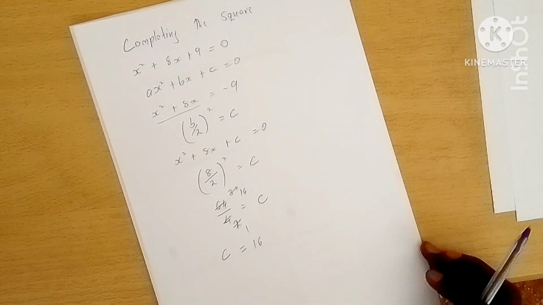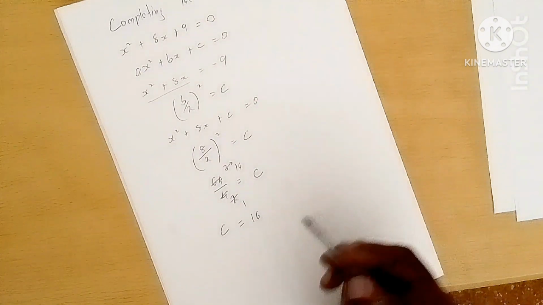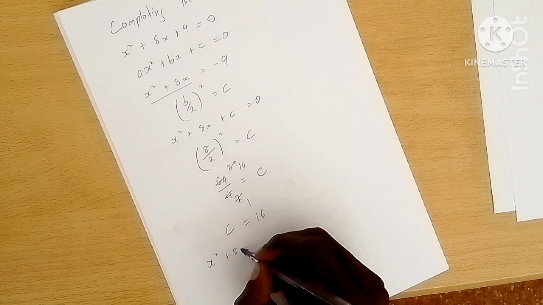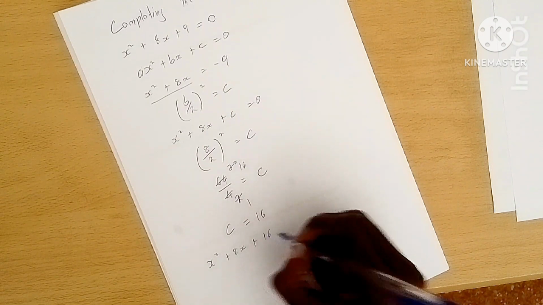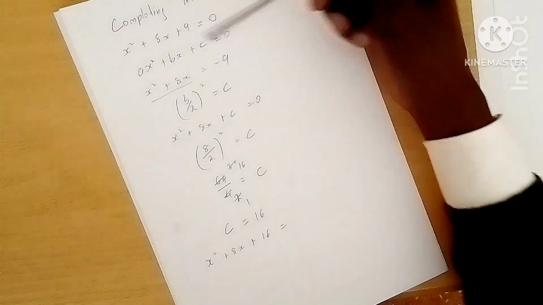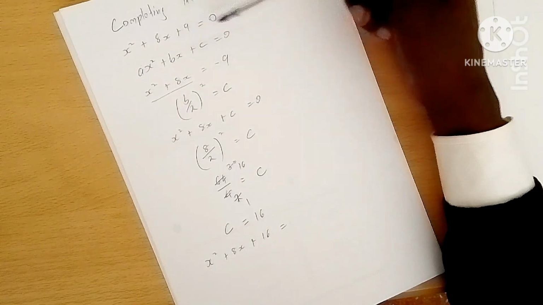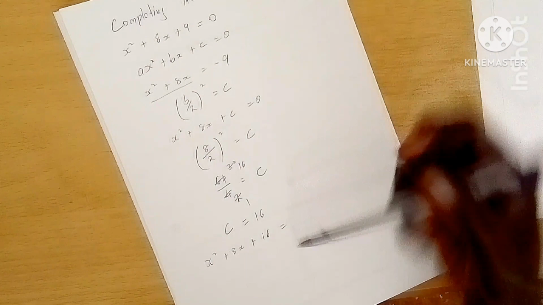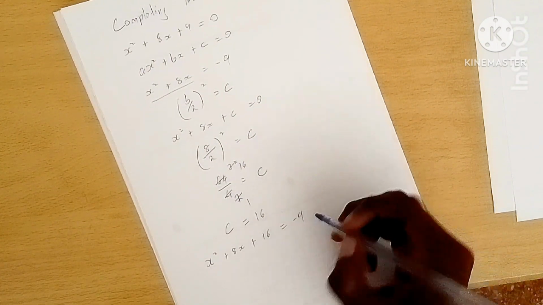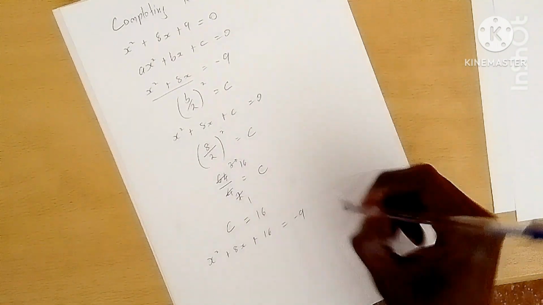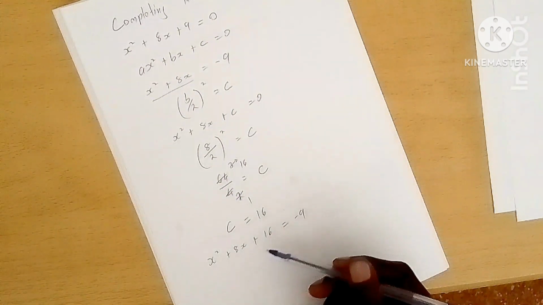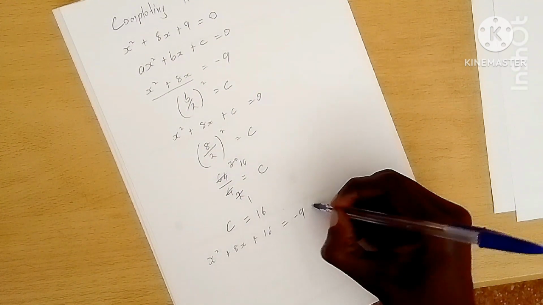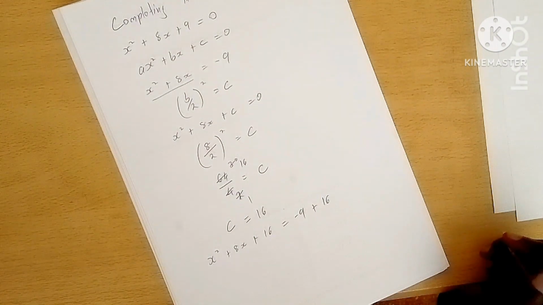Now I want us to take this 16 and replace c with our value of c, so that we're going to have a perfect square. We're going to have x squared plus 8x plus 16 equal to, but remember here we are taking 9 to the other side, and so we're having negative 9. Here is plus 16 on crossing, so we're also going to add the 16 on the other side. So it's plus 16.